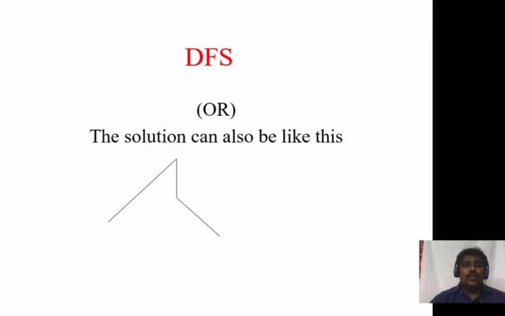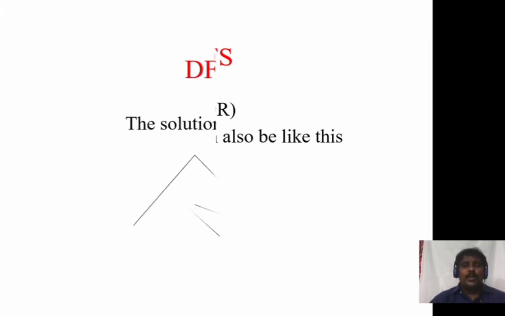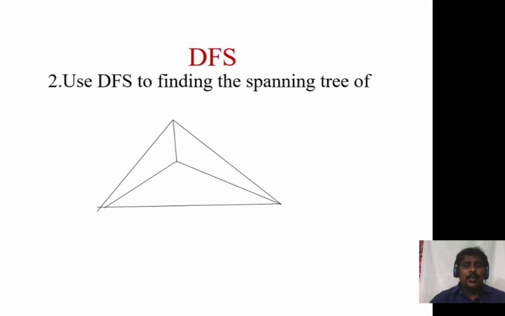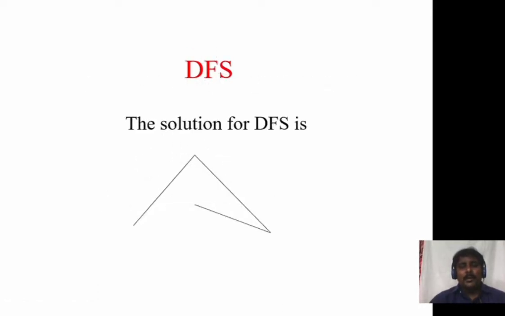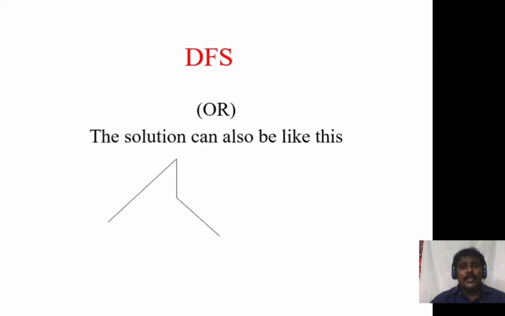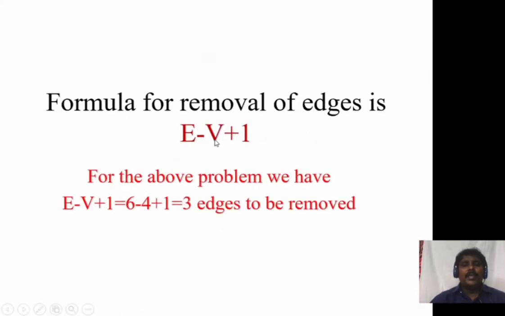There is another solution also. This is also a solution of this problem. Here we have to take the closed diagram into an open diagram by removing the edges. For removal of the edges we have a formula: E minus V plus 1, where E represents the number of edges and V represents the number of vertices, plus 1.